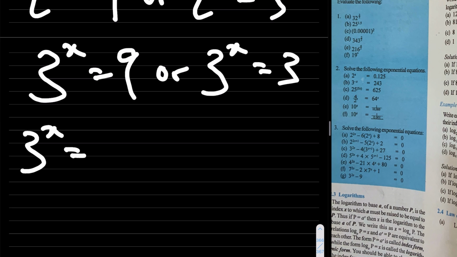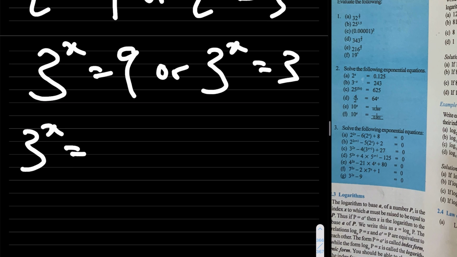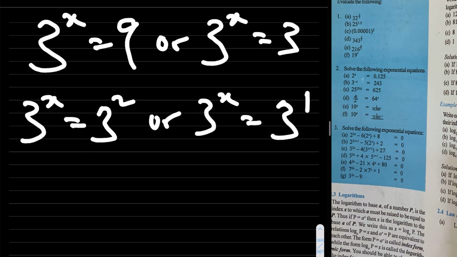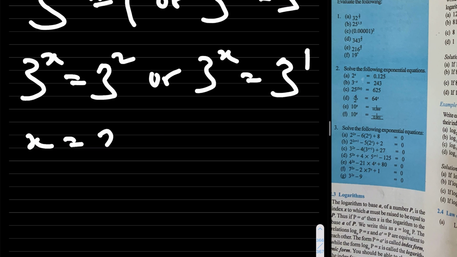What is 9 as a power of 3? 3 squared. So 3 raised to power x equals 3 raised to power 2, or 3 raised to power x equals 3 raised to power 1. Is that clear? And x is therefore equal to 2, or x equals 1. Do you understand?